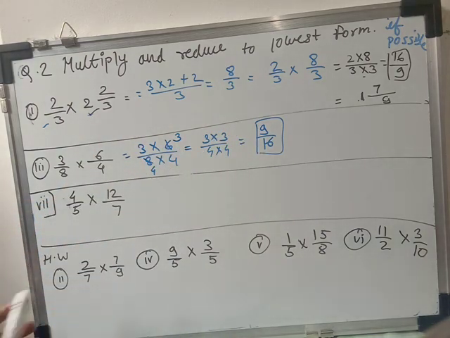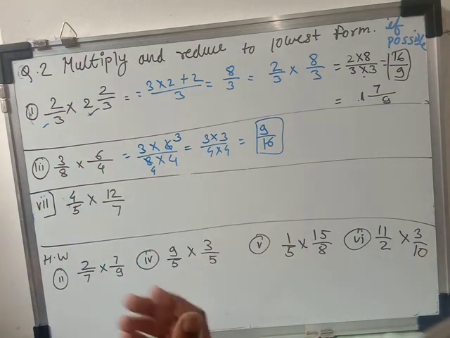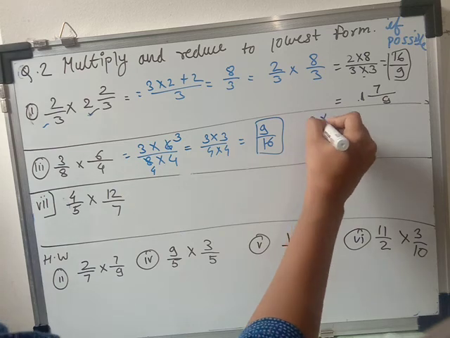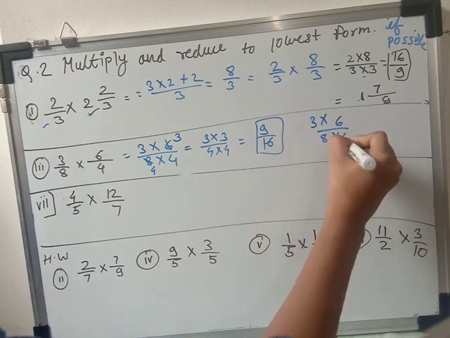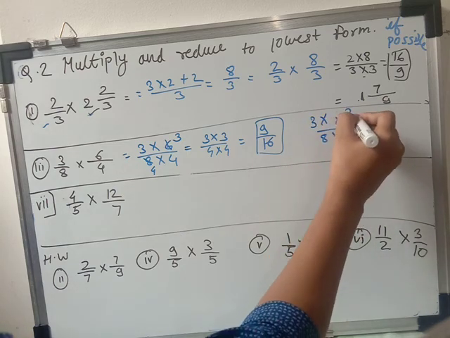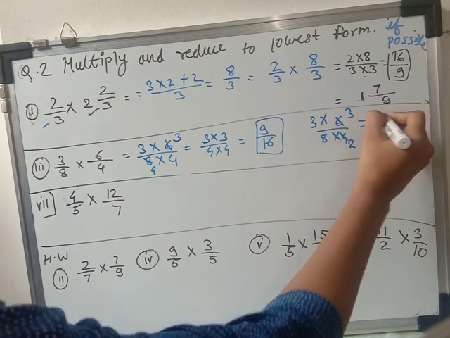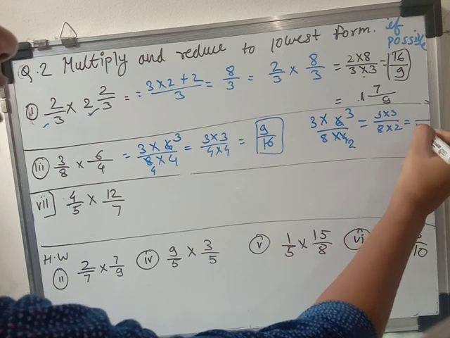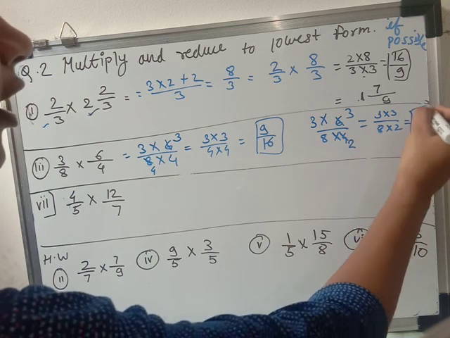So if you ask why didn't we do 6 and 4, we could have done that too. 2 3s are 6, let's do that multiplication also. So here 2 3s are 6, 2 2s are 4, 3 multiplied by 3 and 8 multiplied by 2: 8 2s are 16 and 3 3s are 9. See, we got the same answer.